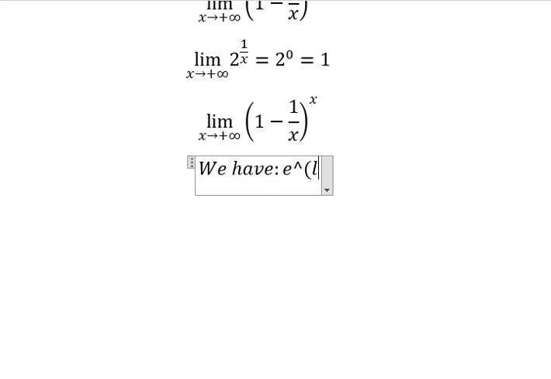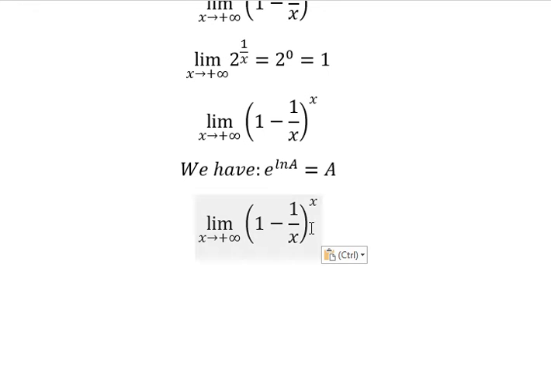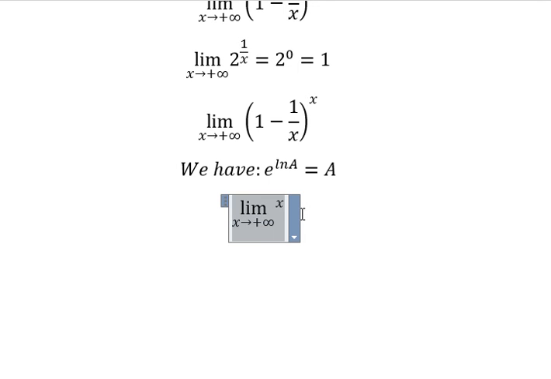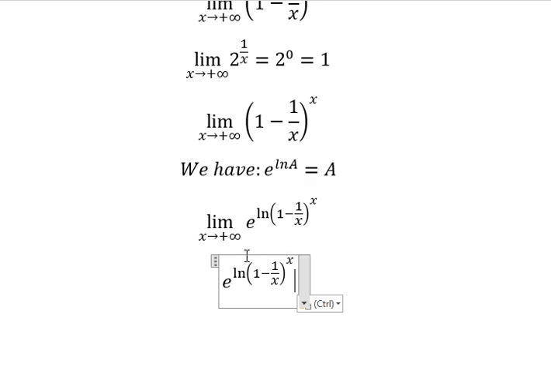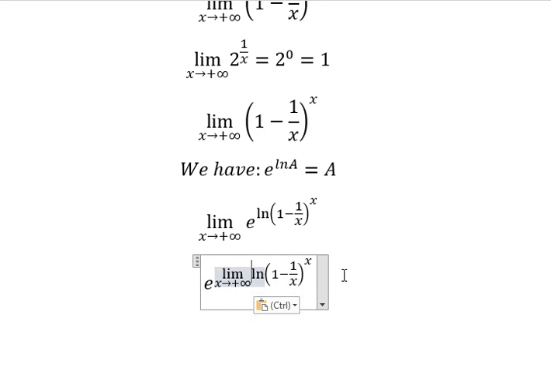e to the power of ln A equals capital A. This one is about capital A. Now we need to transform this one into this one. So we have like this. So we put the limit go in here. So we just find the limit of this one.